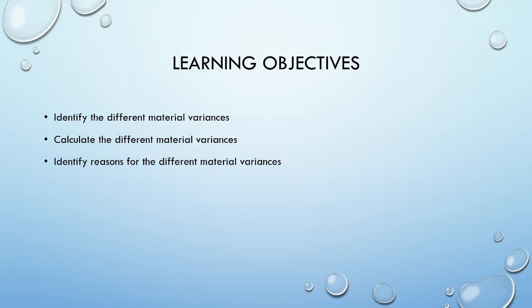First, we want to be able to identify the different material variances that we have. We then want to be able to calculate the different variances, and finally, we need to be able to identify potential reasons for these variances.